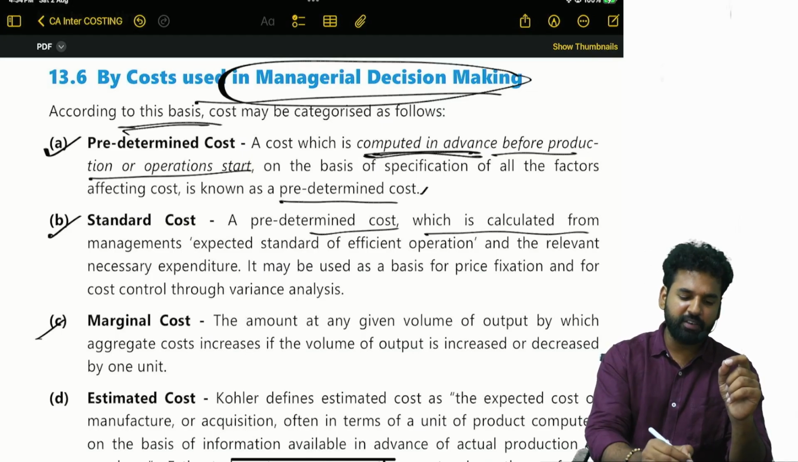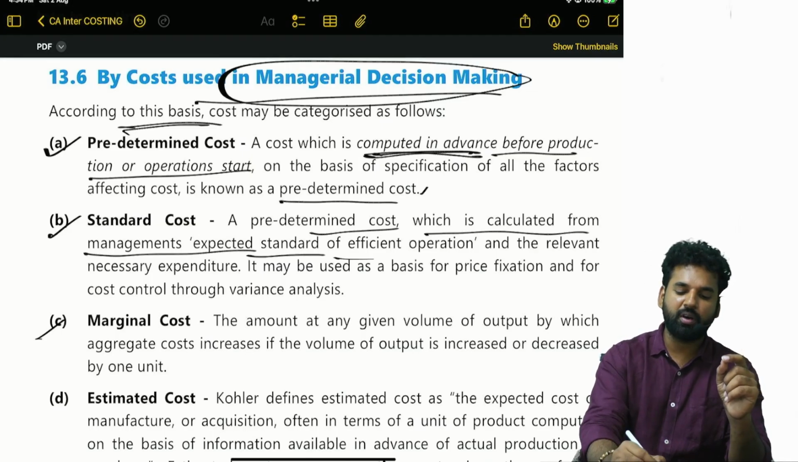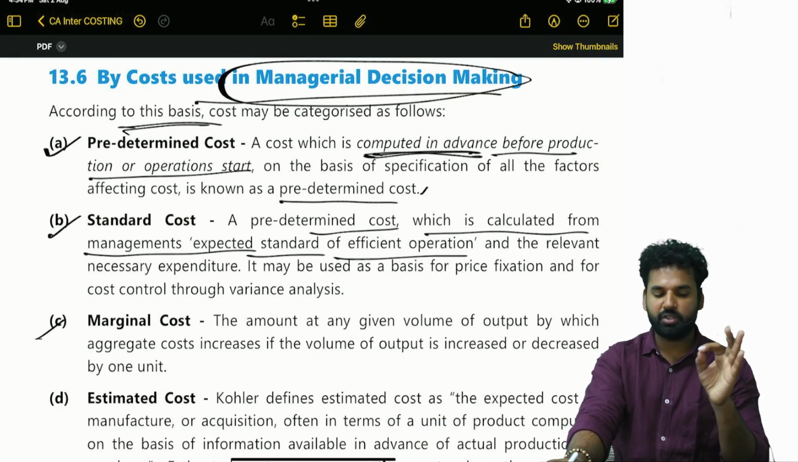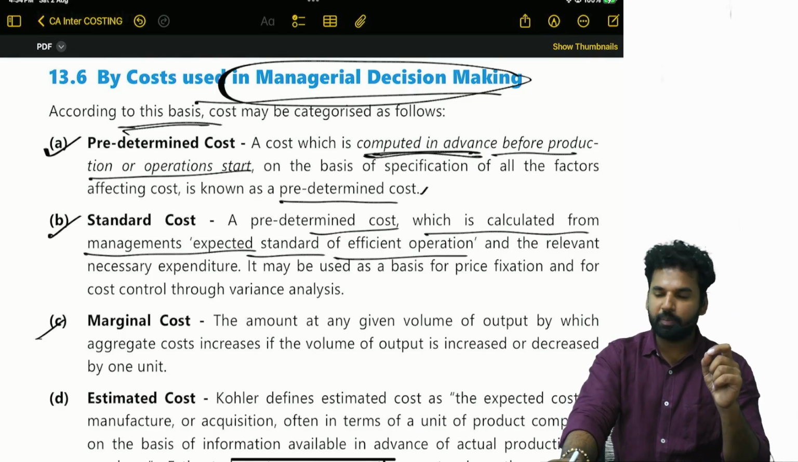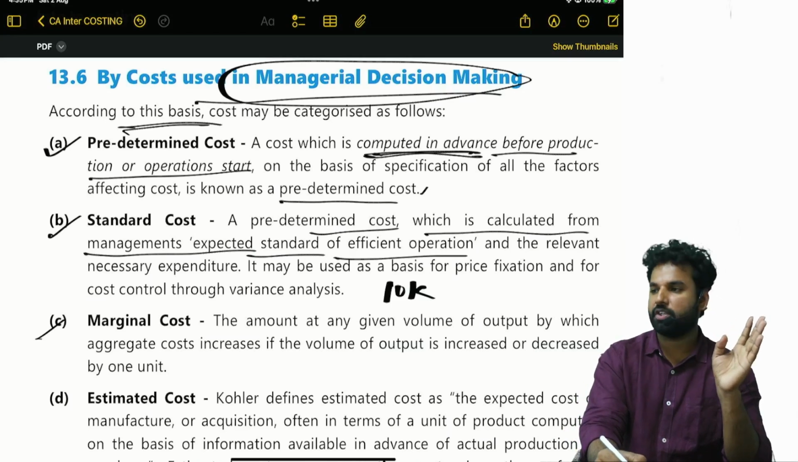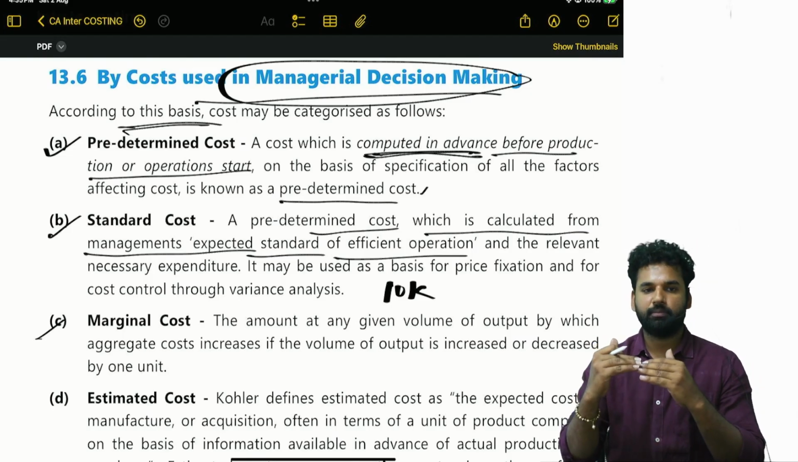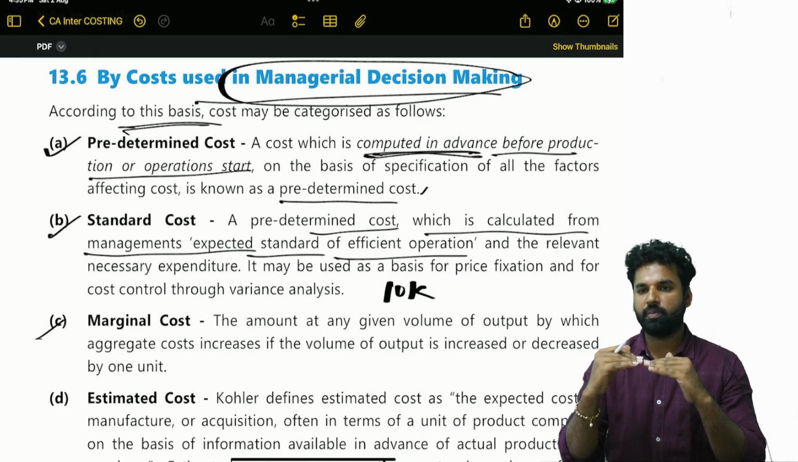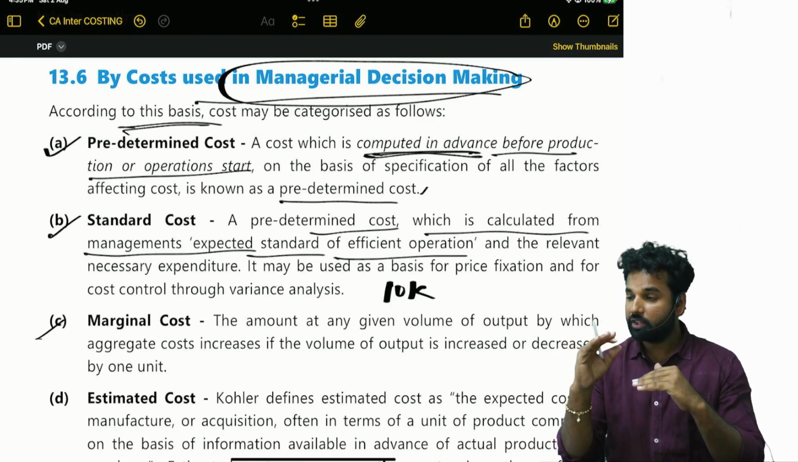But it is calculated from the management's expected standards or efficient operations. Like the example we took of 10k transportation cost, that is a standard cost. That means we are putting a target. Standard cost means we are putting a target. Estimated cost is different from standard: on a reasonable basis, we are estimating the cost. Standard means it is not actual.